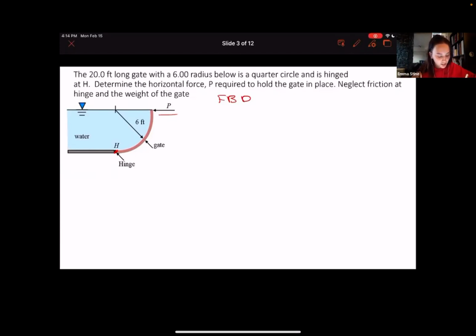We need to take a chunk of water out of all the water that is touching the skate. So we're going to make a free body diagram of this little chunk of water.